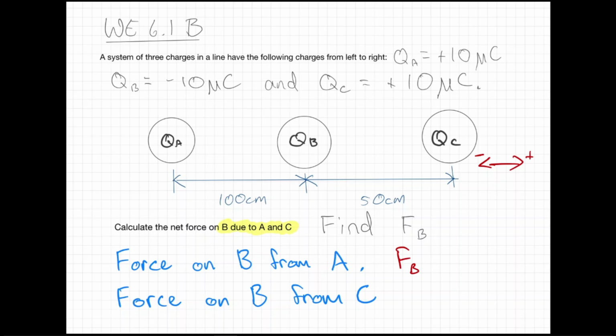Force on B from A, force on B equals 0.90. Yeah, because we had microcoulombs, times 10 to the negative 6. And we had centimeters, which we needed to convert to meters.